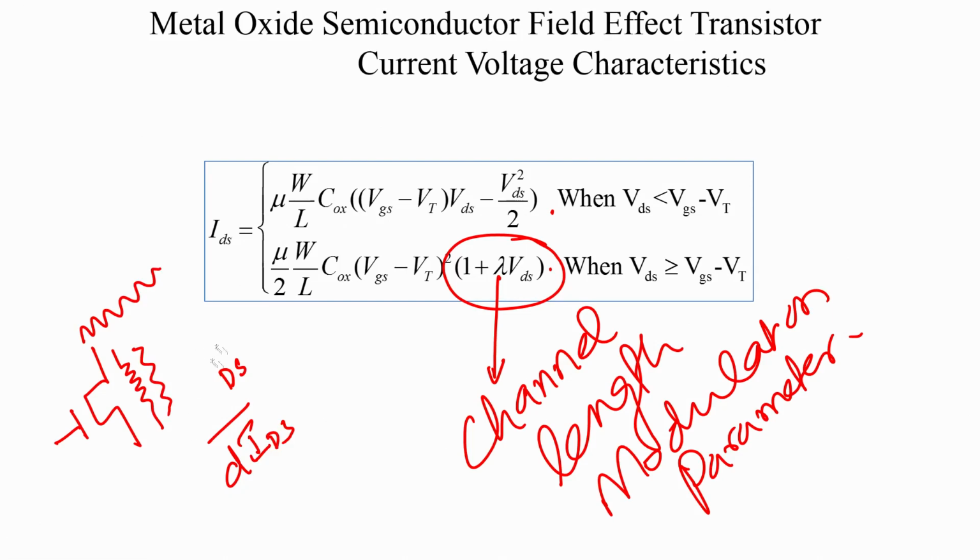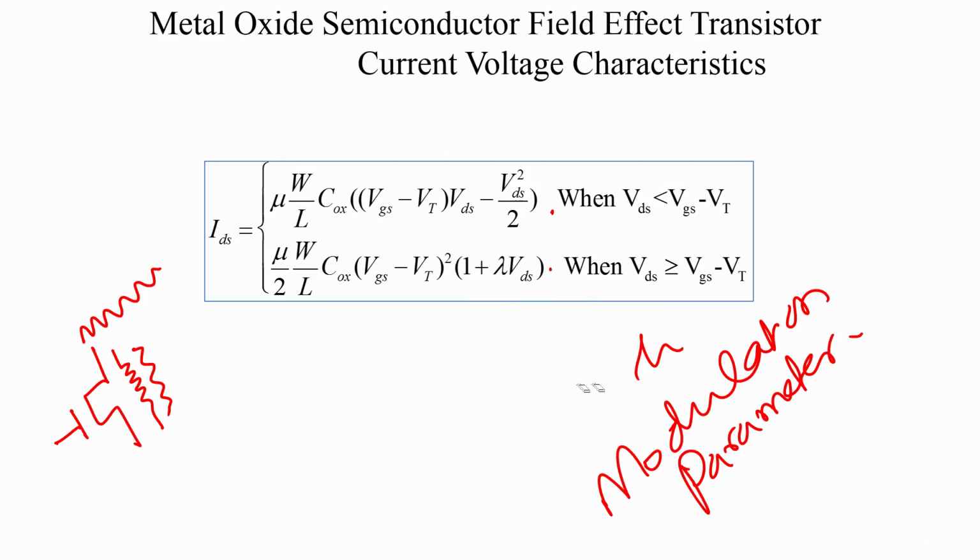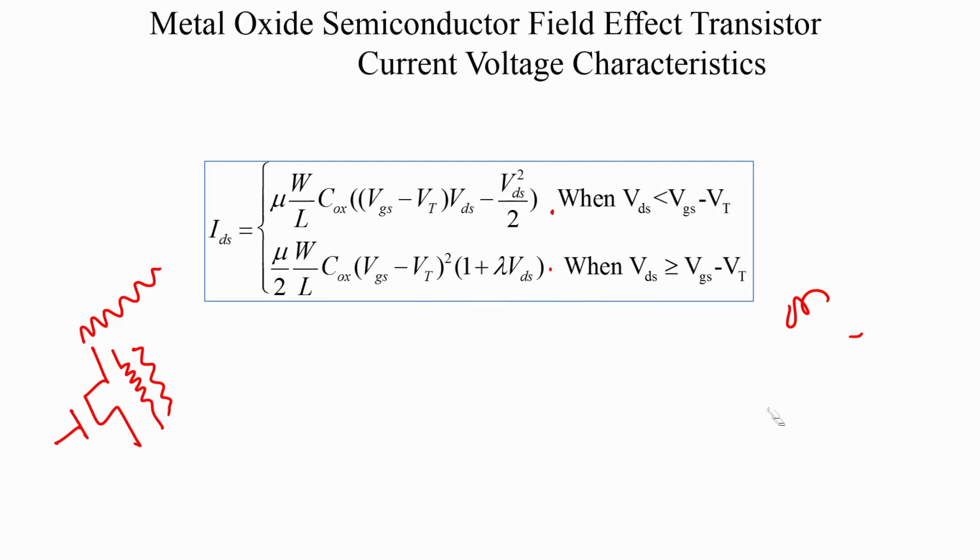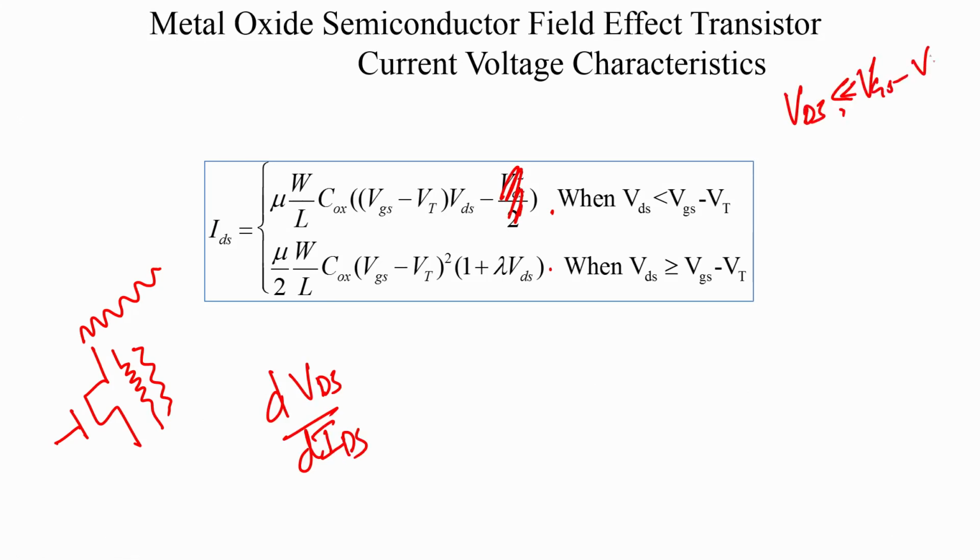Now, this strongly depends on whether the MOSFET is in linear or in saturation. So, let us say that the MOSFET is in linear mode of operation. What is dVDS by dIDS for a MOSFET in linear? If the MOSFET is in deep linear, let us ignore this term, because VDS is, let us say, much smaller than VGS minus VT. So, we can just ignore this term.